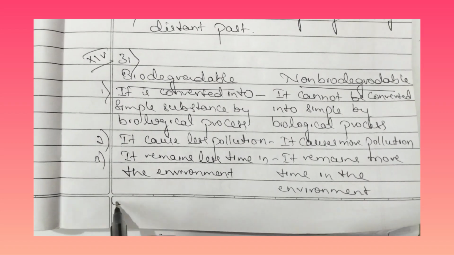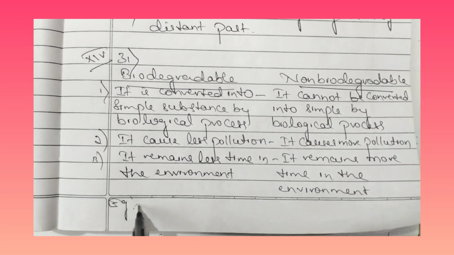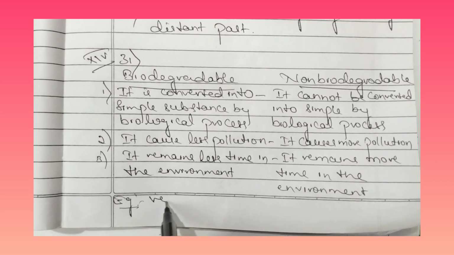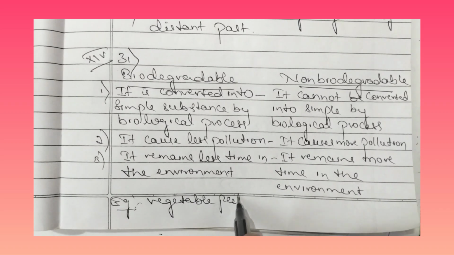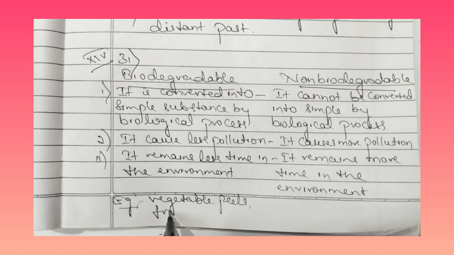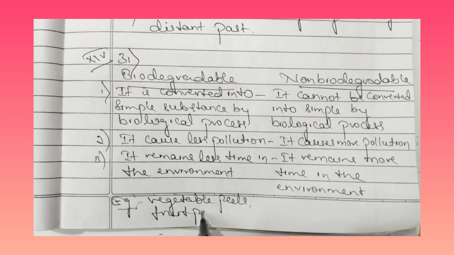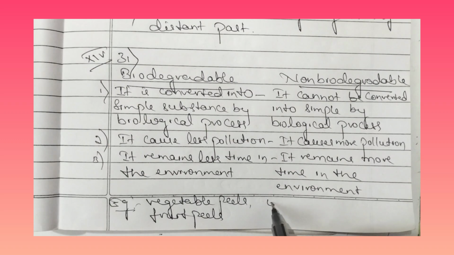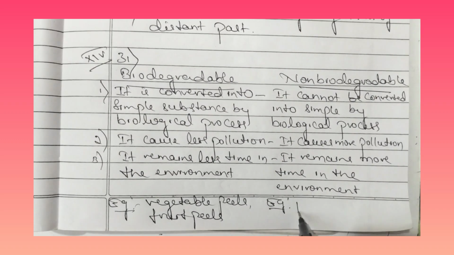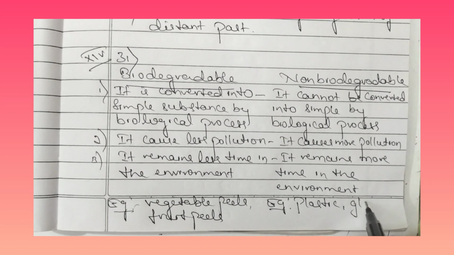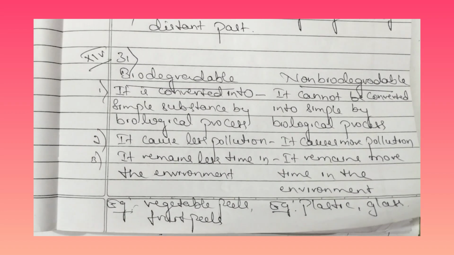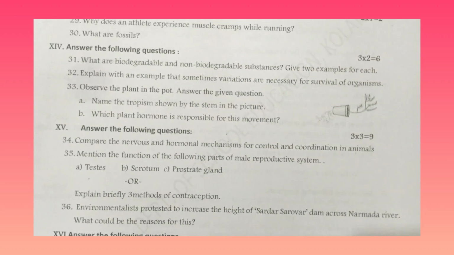Then examples for biodegradable substances are vegetable peels, fruit peels. Examples for non-biodegradable are plastic, glass. These are non-biodegradable. So now let us move to question number 32.